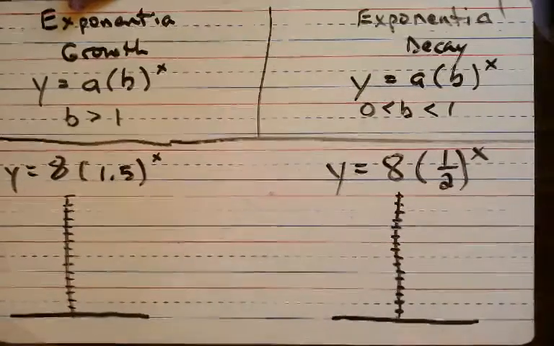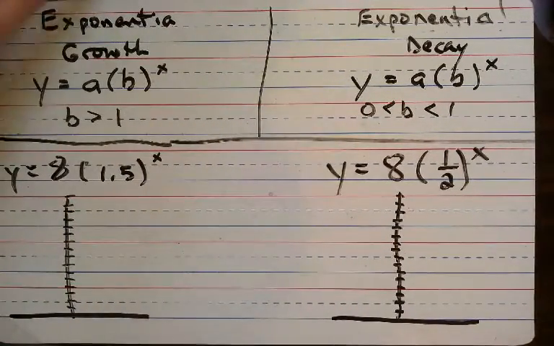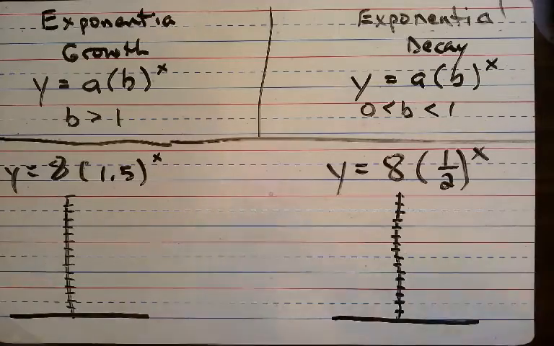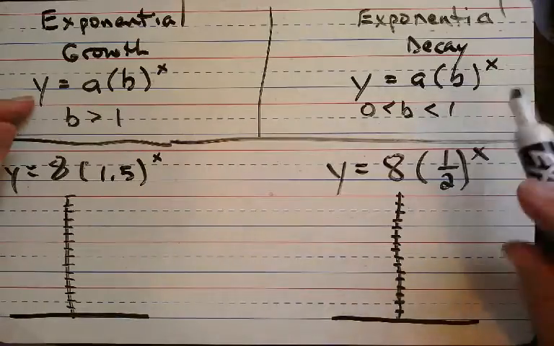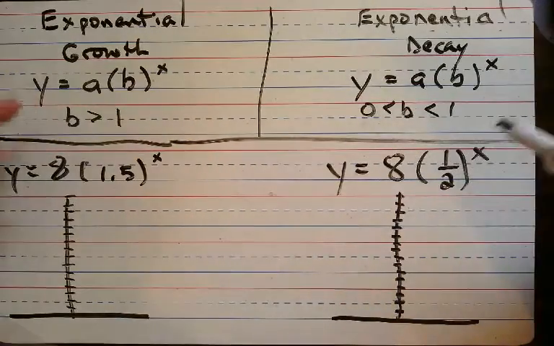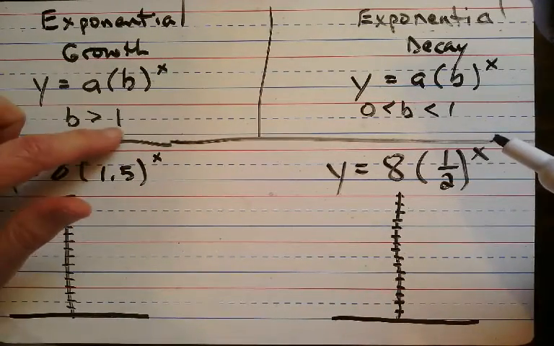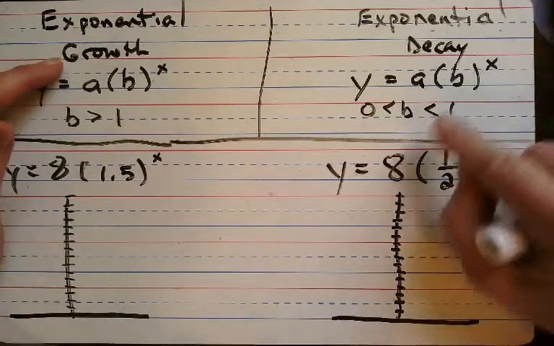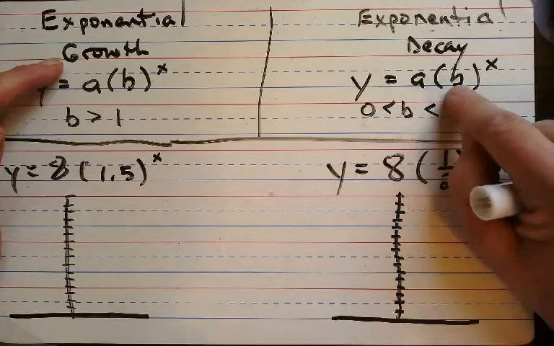Okay, today we're graphing exponential growth and exponential decay problems. So let's look at it. Yesterday we learned that growth and decay have the same formulas. The only difference is the number inside the parentheses is bigger than 1 if it's growth, and it's smaller than 1, between 0 and 1, if it's decay.